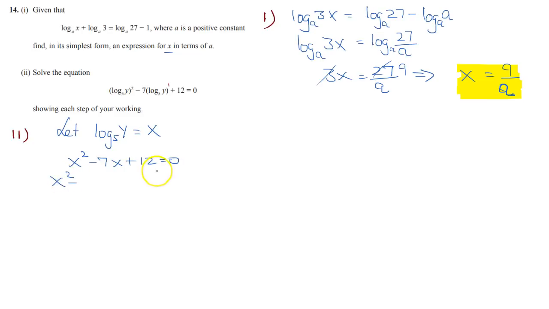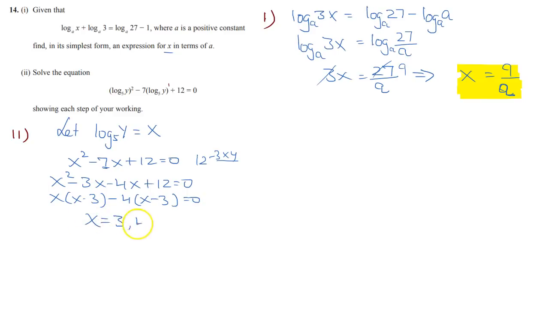So x square, the factors of 12 are 3 and 4, since 3 times 4 is 12. So 7x we can break into minus 3x minus 4x plus 12 is equal to 0. x common, x minus 3, minus 4 common, x minus 3 is equal to 0. So we have x is equal to 3 and x is equal to 4.